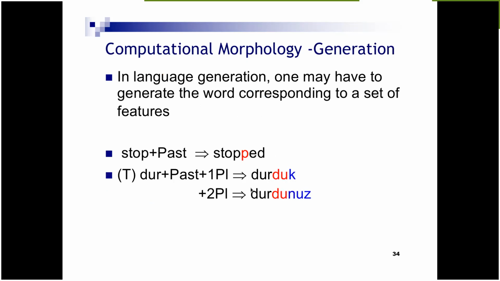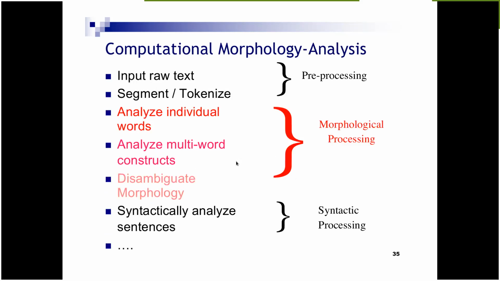So for the morphological generation, you are given the features of the word. You're given a root, and then you're given a tense, and then you have to produce the actual spelled out word that can be used in a writing or something else. So in terms of the natural language processing pipeline, the morphological analysis or morphological processing comes in as a middle layer.